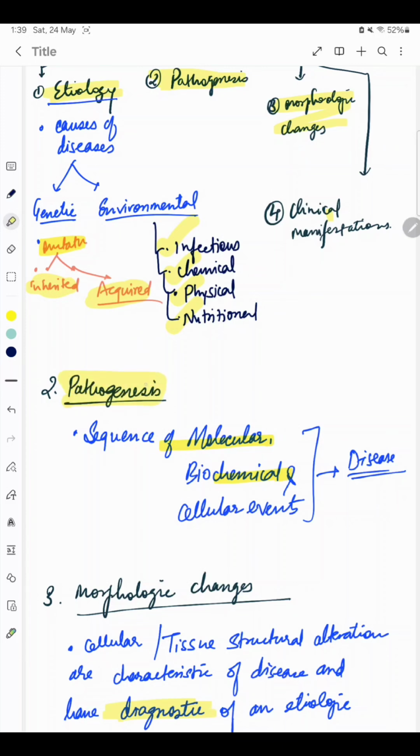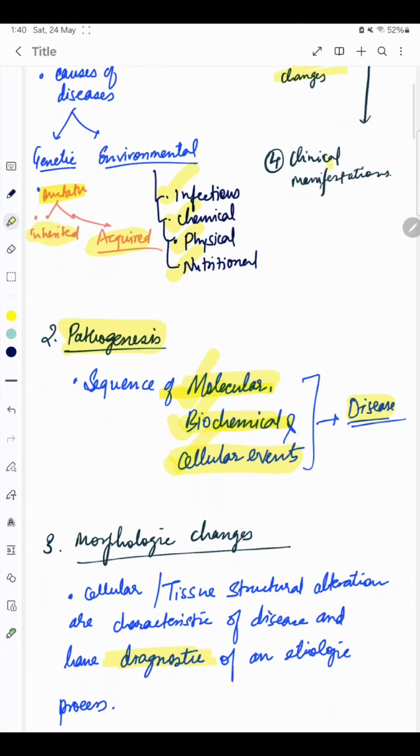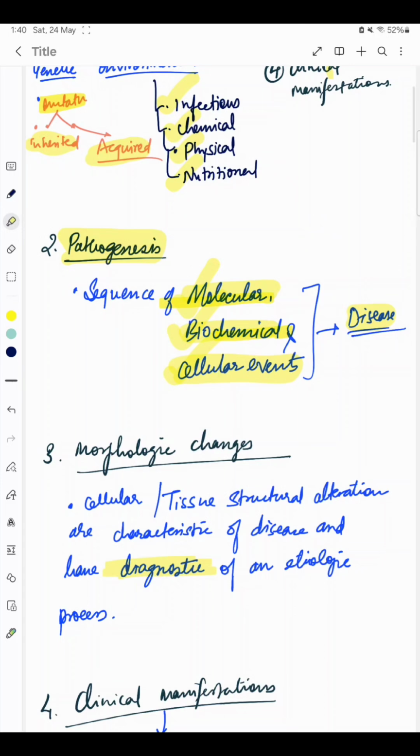The second integral part of any pathology is pathogenesis. So what is pathogenesis? Pathogenesis is the sequence of molecular, biochemical and cellular events which ultimately manifest into a disease. So what are the chemical events, biochemical events and cellular events responsible for the development of disease? We deal with that in pathogenesis. Now morphological changes.